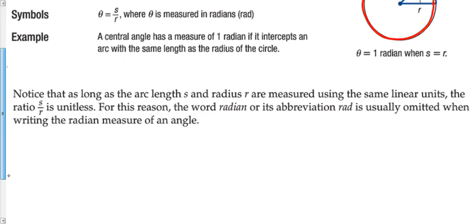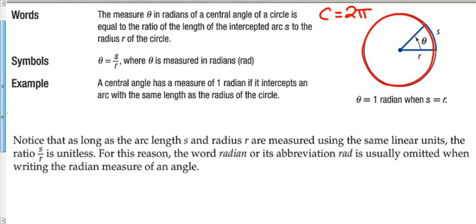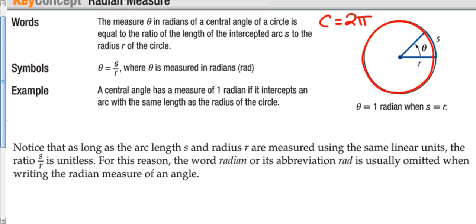Okay? So as long as the arc length S and R are measured in the same linear units, so as long as we're talking about inches or centimeters or meters or whatever you want, that if S is meters and R is meters or centimeters or whatever, that the two units are going to cancel out. Okay? Therefore, radians, when we actually calculate it, is unitless. Okay? Therefore, the word radian, or its abbreviation, rad, you'll see sometimes, is usually omitted when writing the radian measure of an angle. We don't write it. We just write how it is related to pi.